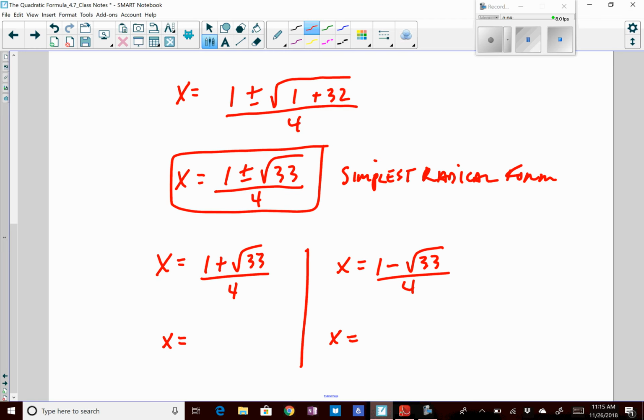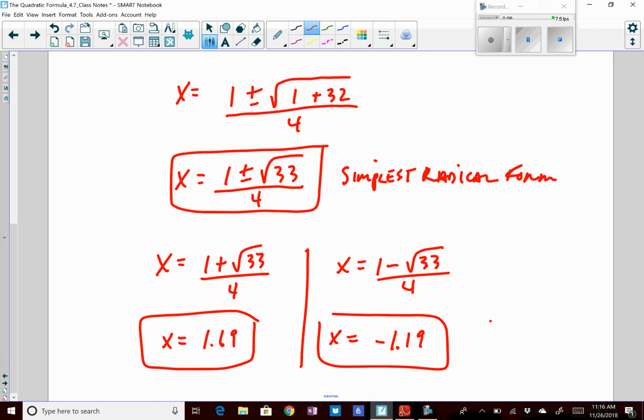So we'll go back here. So the first one was 1.69, and the second one was negative 1.19. So these are our solutions to two decimal places. So depending on how they ask for the answer, these are the two possible ways that we would answer this question.